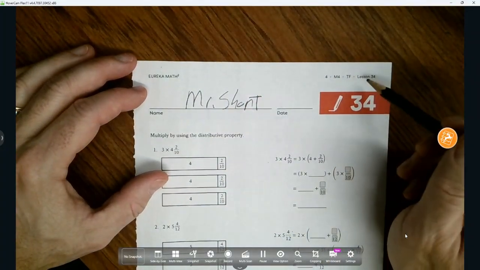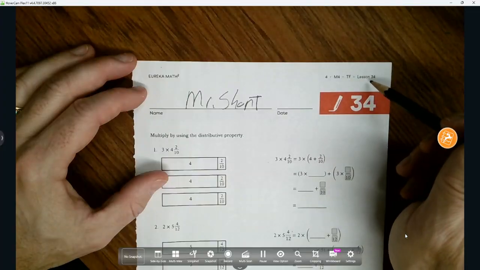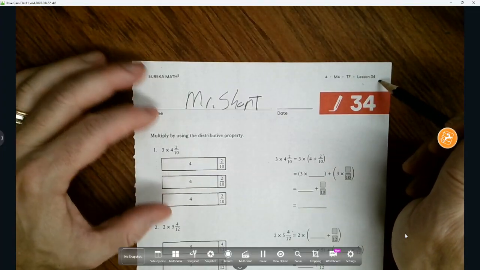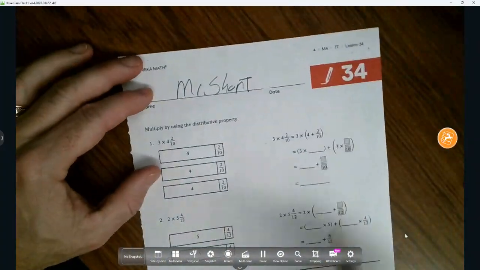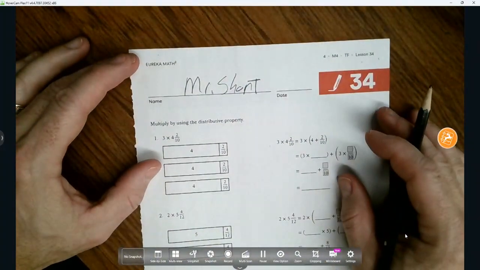I don't know. Module 4, 4th grade, Lesson 34, Eureka Math Squared. We're on page 203 and page 204. It's the last homework assignment.